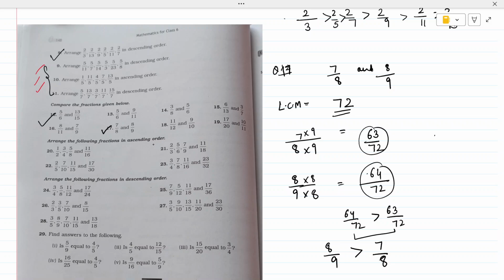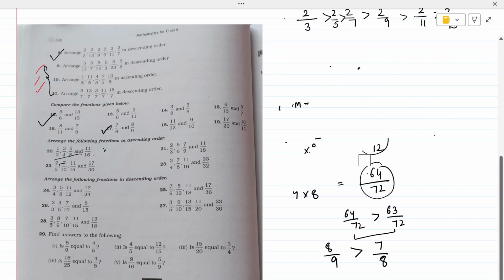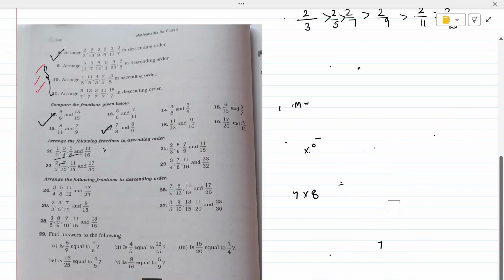Also, arrange the following fractions in ascending order. We have to find their LCM first and make the denominator of all the fractions the same. Then we have to find the number with the greatest numerator. The number with the greatest numerator will be the biggest. Again, I'm picking one question from each part. Let me do question number 21 here.